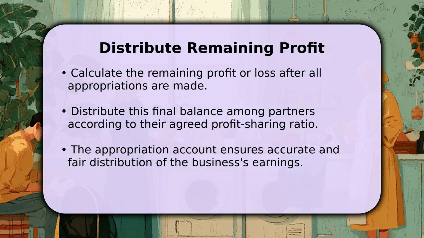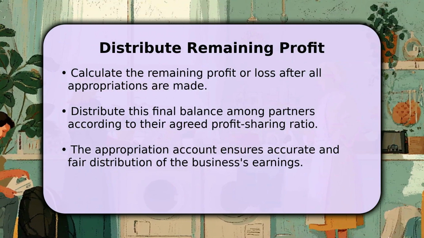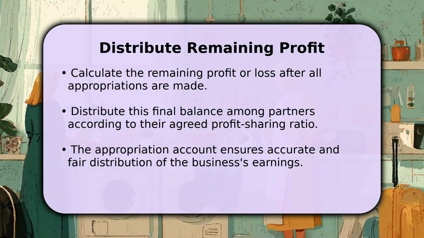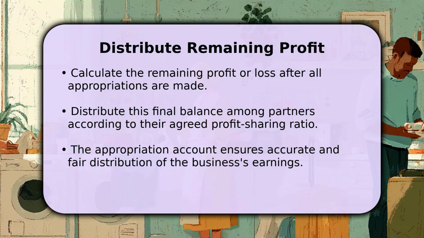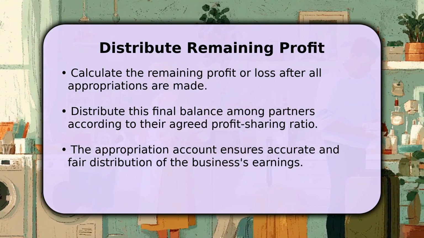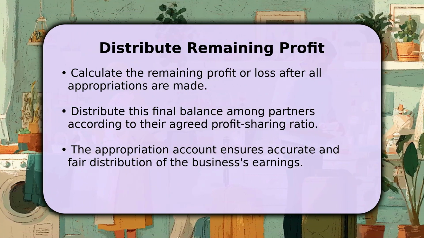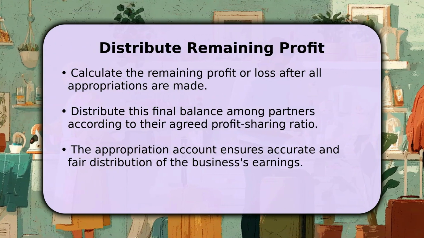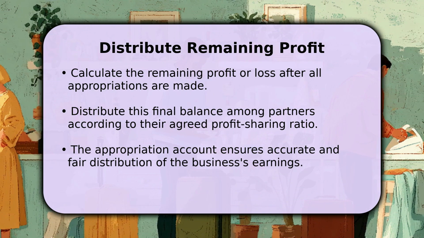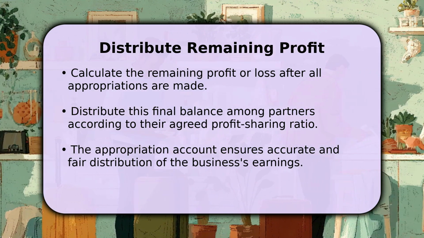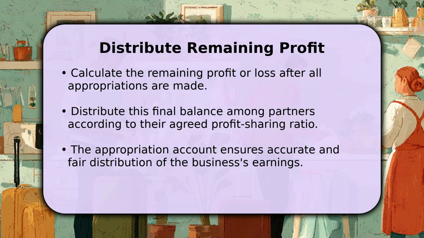After all those deductions and additions, you'll have a remaining balance, which is the final profit or loss. This crucial remaining amount is then distributed among the partners based on their agreed-upon profit-sharing ratio, as outlined in their partnership deed. Ultimately, completing this account accurately ensures that every partner receives their rightful share, bringing clear financial closure for the period.